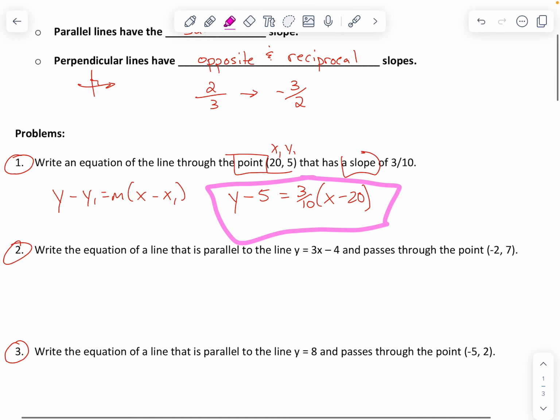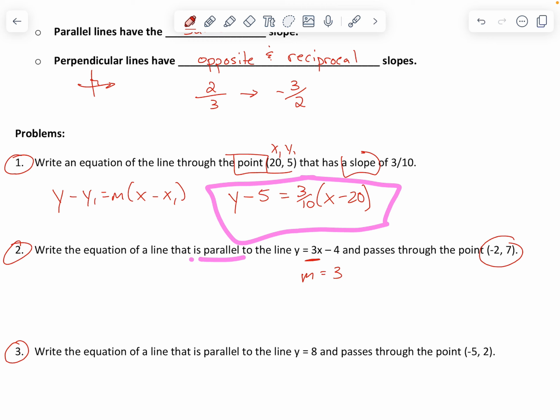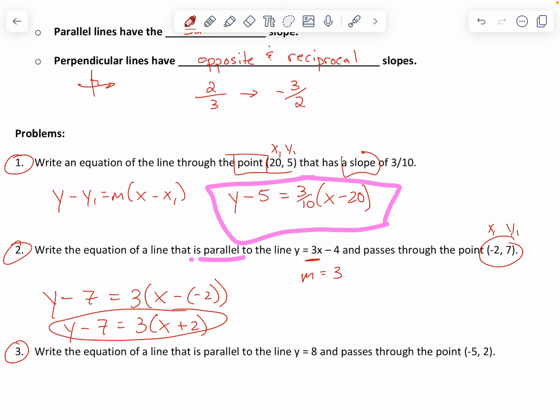Okay, number 2, write an equation of the line that is parallel to the line y equals 3x minus 4 and goes through the point (-2, 7). Okay, so we have the slope here, so we've got an m of 3. So we have to have a point that goes through that. Well, we can write it one of two ways. We could just put it directly in point-slope and say it's y minus 7, because you've got x1, y1, equals 3, parenthesis, x minus a -2. So that would be two negatives make a positive. Okay, so that's one way you could write it.